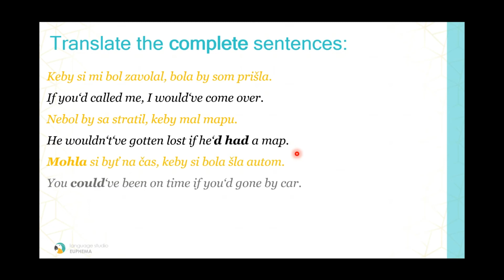You could have been on time if you'd gone by car. See, instead of would, I used could because it's possibility. In the past, that did not happen. You could have been on time if you had gone by car, but you didn't go by car, so you were not on time. Speculation.